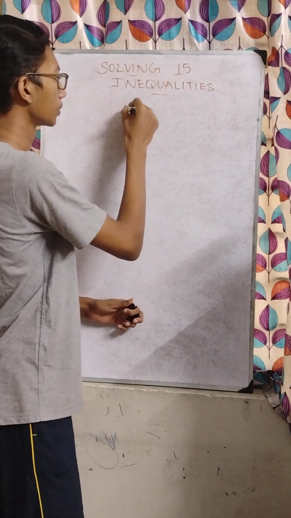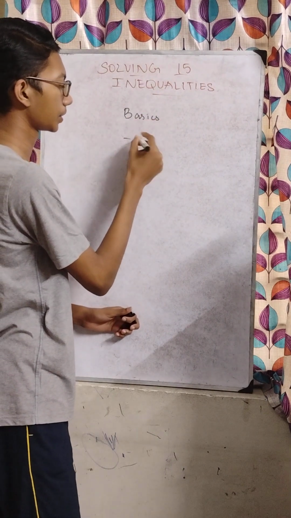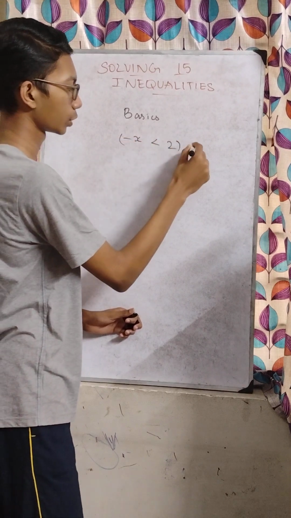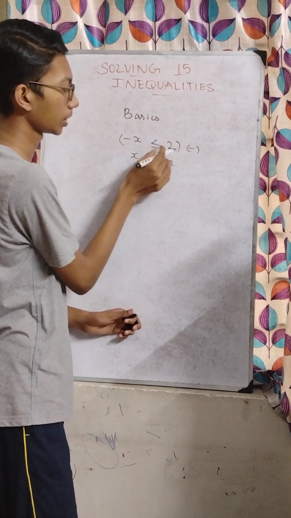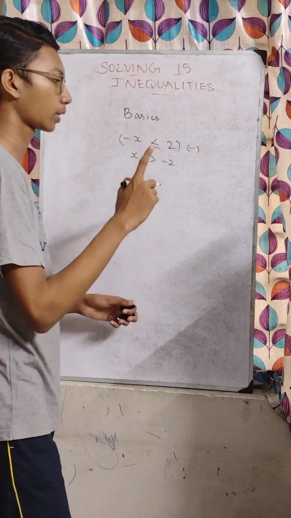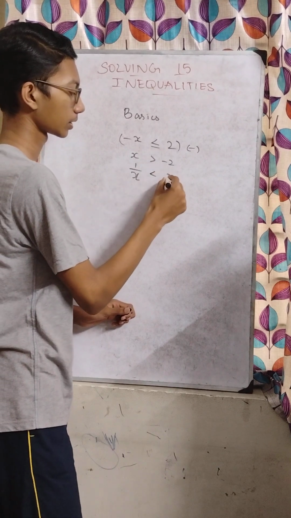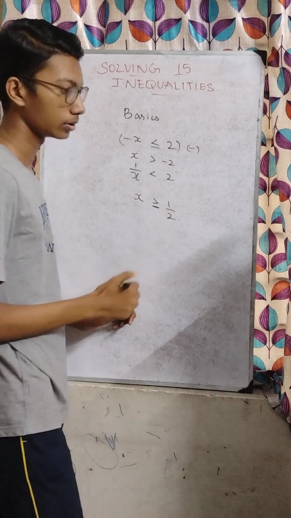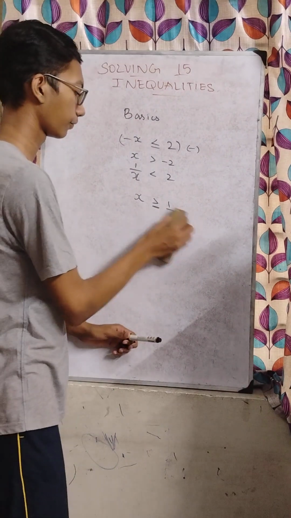So from basic, we will see two things. Number one, if we have a negative sign, let's say negative x is less than 2, and we multiply both sides by negative, then we need to change the sign of the inequality, that is from less than to greater than or from greater than to less than. The next thing is, if we take the reciprocal, let's say we have 1 by x is less than 2, then we have to change the inequality symbol. So those are two basic things about inequalities. Now let's start with the 15 questions.